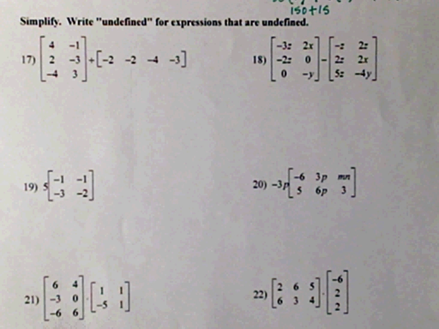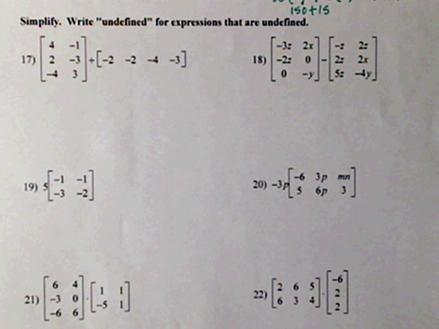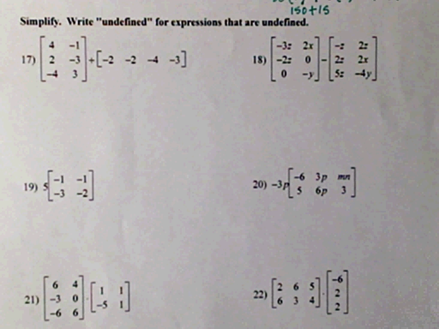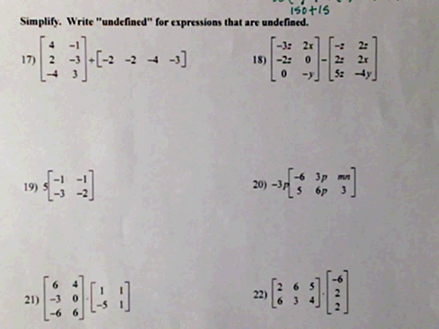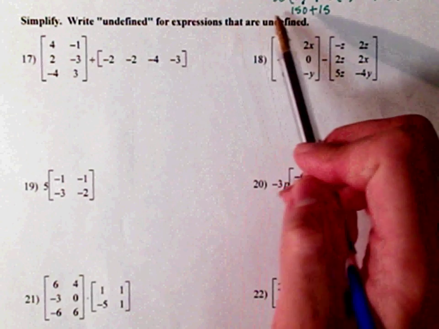This video, I'm going to cover number 17 through 28. Okay, this is your matrices. This is the beginning of Unit 2. Number 17, it says, simplify. Write undefined for expressions that are undefined.